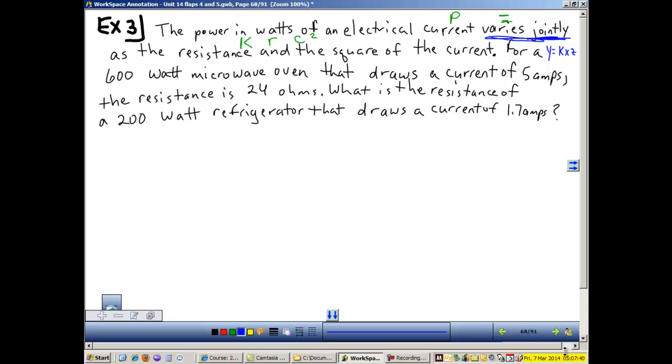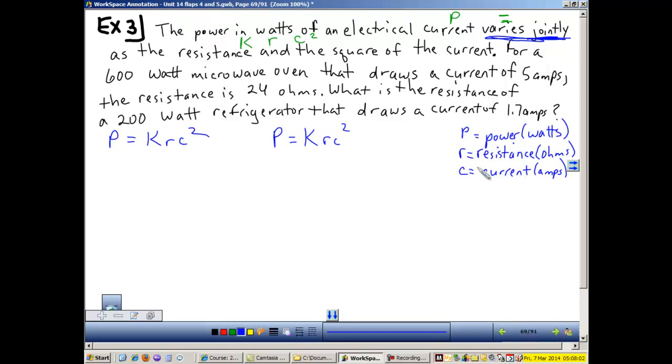So we need to figure out our pairs. The power in watts of an electric current, power being P, varies jointly, so there's my equal sign, as the resistance R and the square of the current, C squared. So there is my equation. I'm going to write that down twice and also write down my unknowns. P equals power in watts, R equals resistance in ohms, and C equals the current in amps.